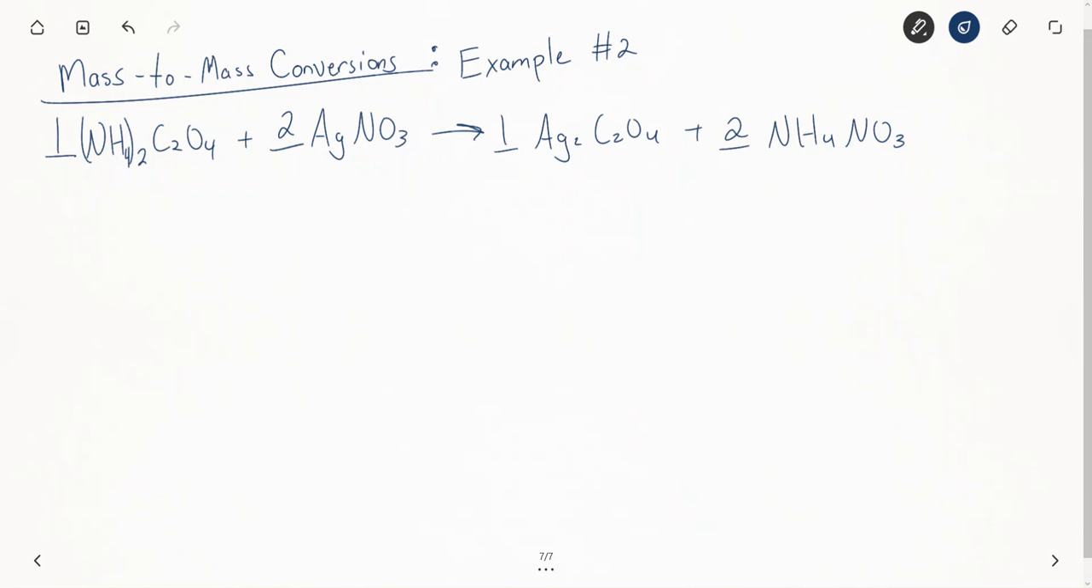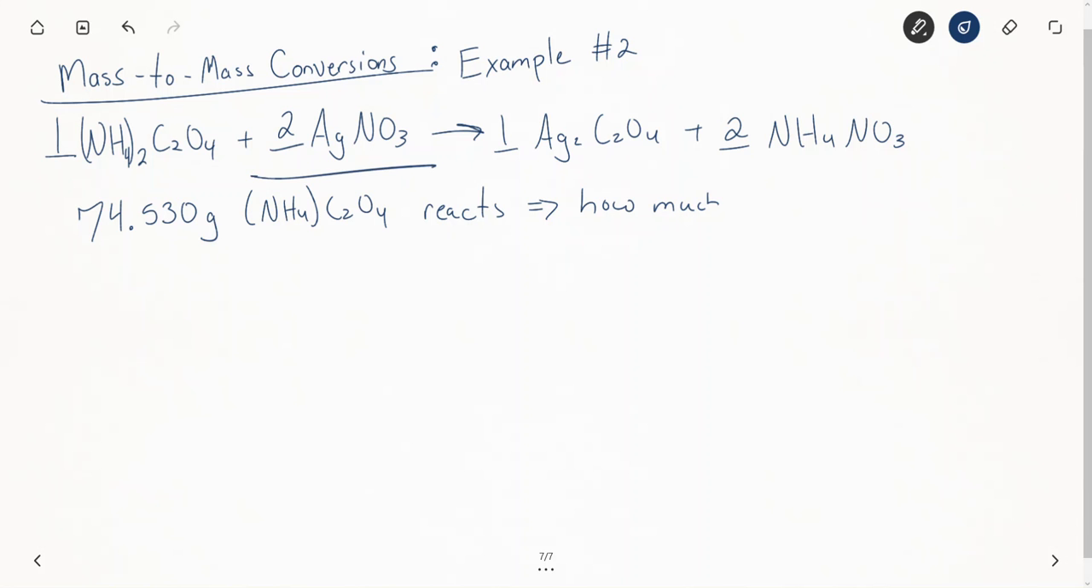74.530 grams of ammonium oxalate, (NH4)2C2O4, reacts, and what they end up wanting is how much of the other reactant. So we have 74.53 grams of ammonium oxalate, and that's how much will react. They want to know, if you wanted to react all of your ammonium oxalate, how much of the silver nitrate would you need?